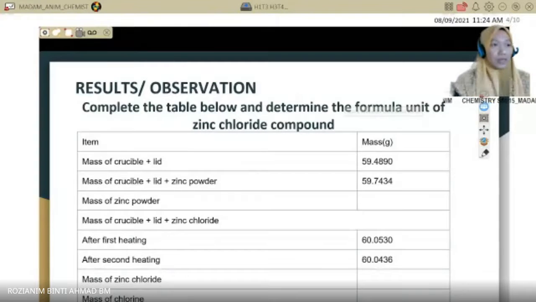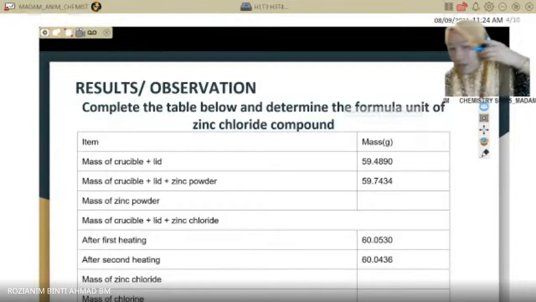Any questions about the video of the experiment? Okay, no questions? When you complete the writing report, I will give you a link again, so that you can refer back to make sure you understand how to prepare the writing report.